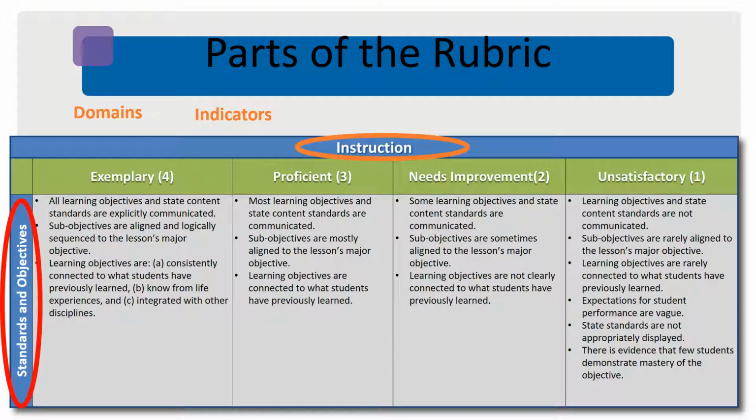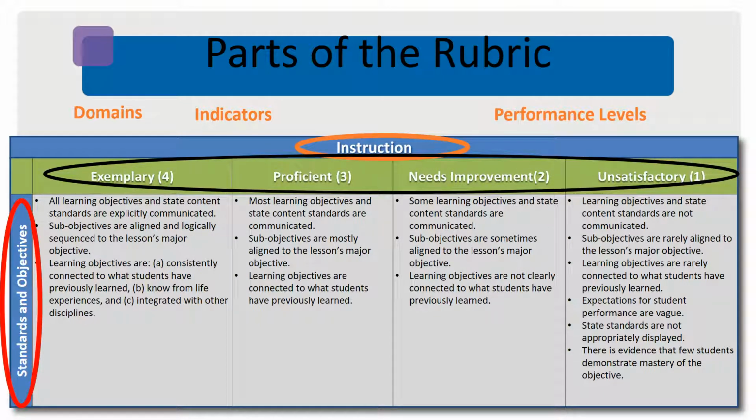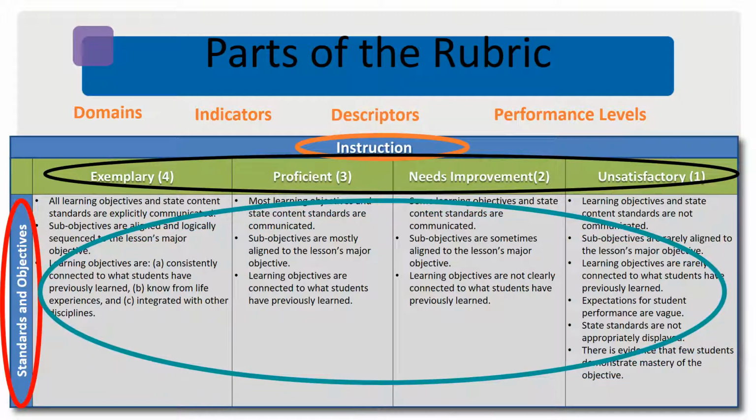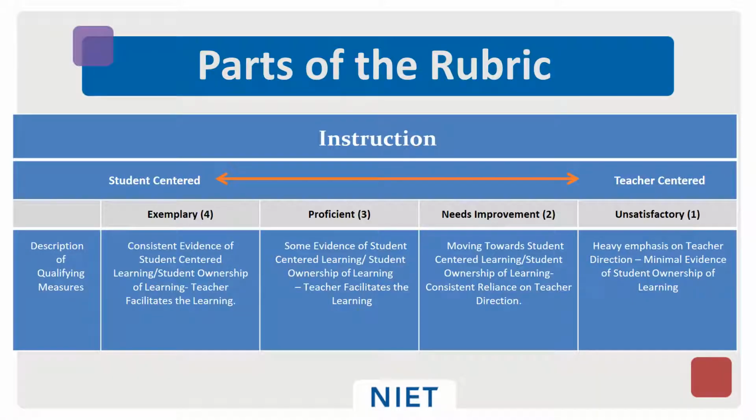Below the domain are the performance levels. The 4 performance levels are the biggest difference from the ADEPT performance standards. We'll take a closer look at the performance levels on the next slide. Descriptors, found in the middle of the rubric, describe what performance looks like and sounds like at each performance level. There are 4 levels of performance in the expanded ADEPT evaluation system: exemplary, proficient, needs improvement, and unsatisfactory.